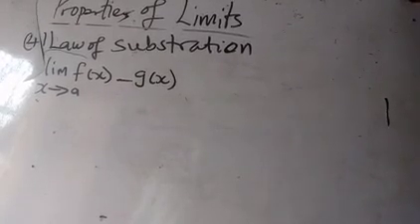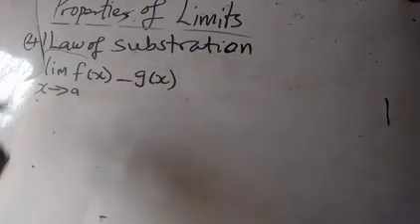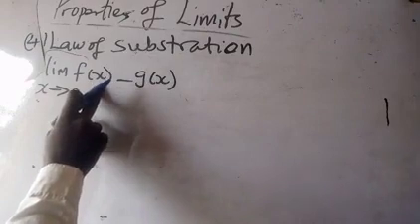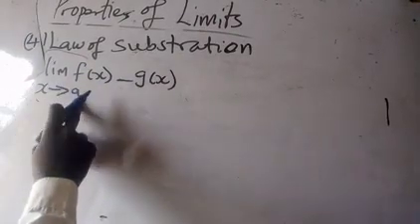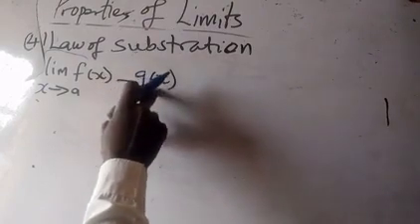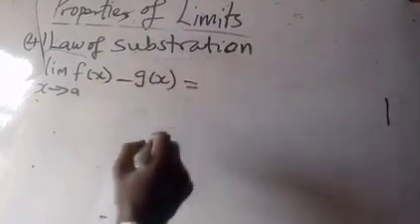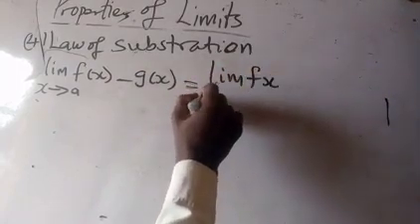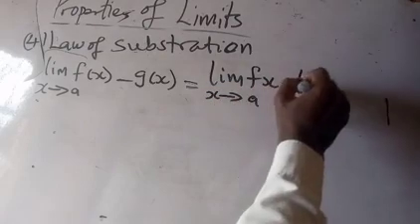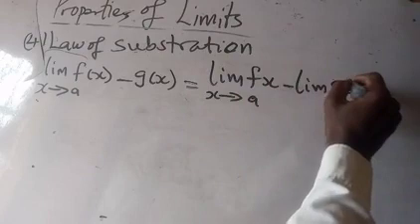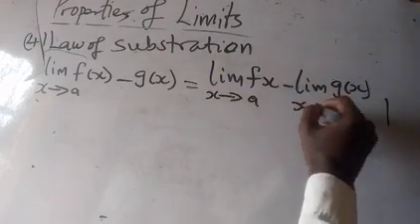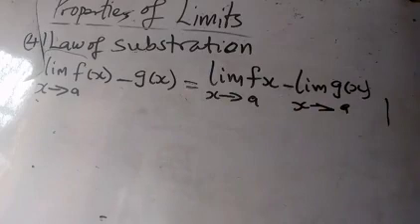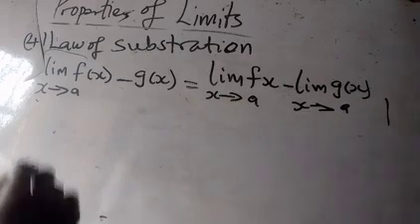Let us look at the law of subtraction, or law of difference. So what is the limit of f of x as x gets to a minus g of x? It is equal to the limit of f of x as x gets to a minus the limit of g of x as x gets to a. Let's look at a sample here.